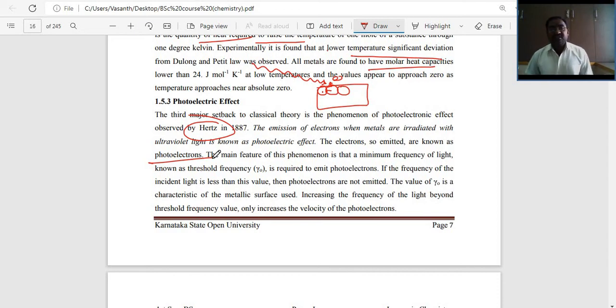The main feature of this phenomenon is that a minimum frequency of light, known as the threshold frequency, is required to remove the electron from the metal surface. That is called the threshold frequency. If the frequency of incident light is less than this value, the photoelectrons are not emitted.